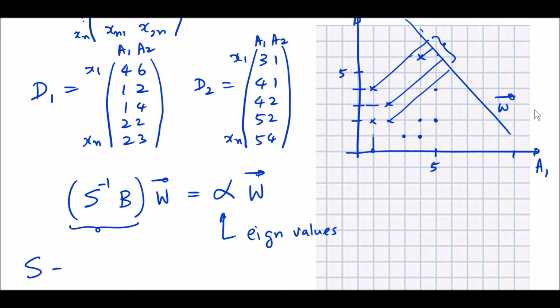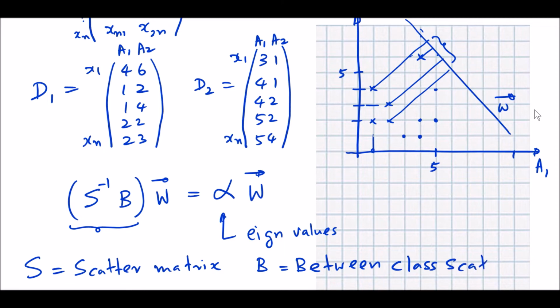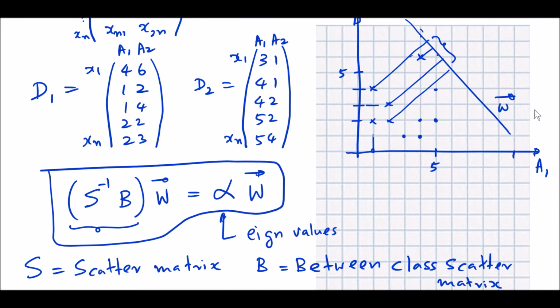Here S means the scatter matrix and B means the between-class scatter matrix. We'll come to this one again, and I'll explain what this means. So if you have this condition, that means you find the eigenvalues for this matrix.